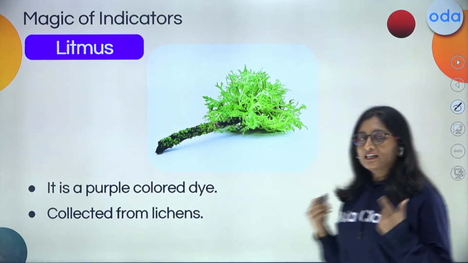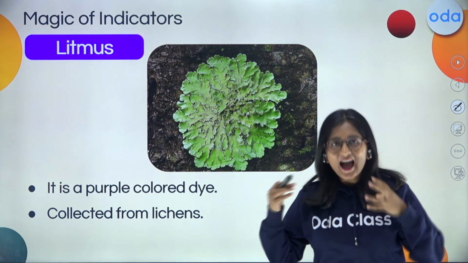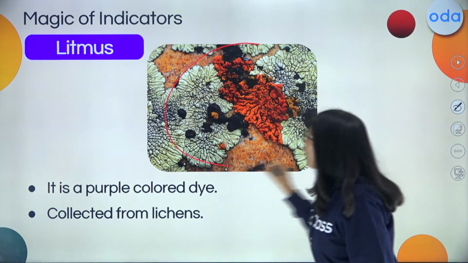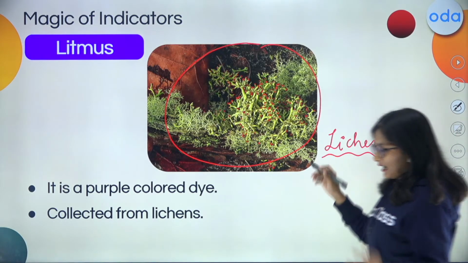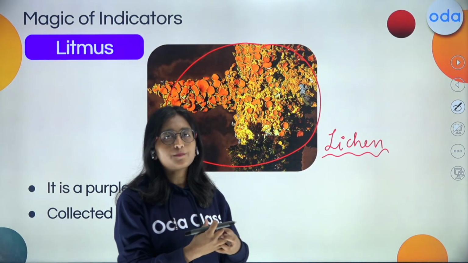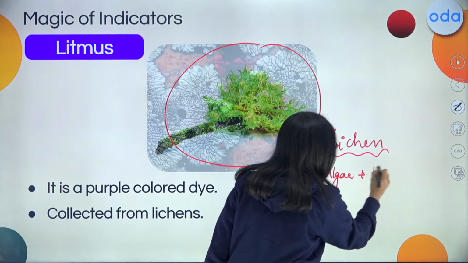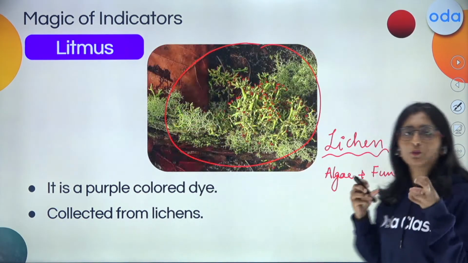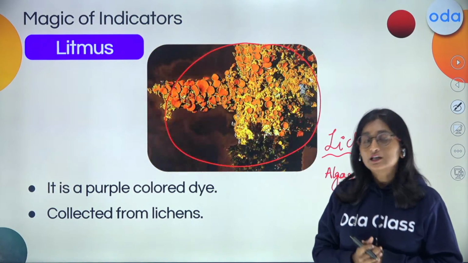Now the other one, the litmus. From where do we get the litmus? We get the litmus from a natural source, that is the lichen. Now this is the picture of the lichen. What is lichen? Lichen is basically an association formed by the mutual symbiotic relationship of the algae and the fungi. So algae and fungi make up the lichen. This lichen is used for making the litmus solution.